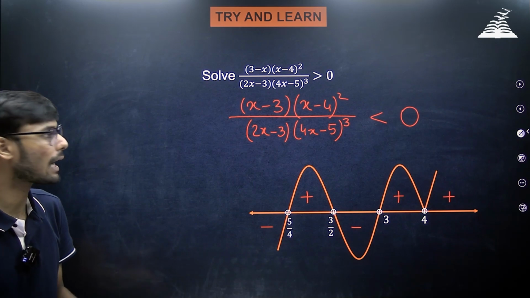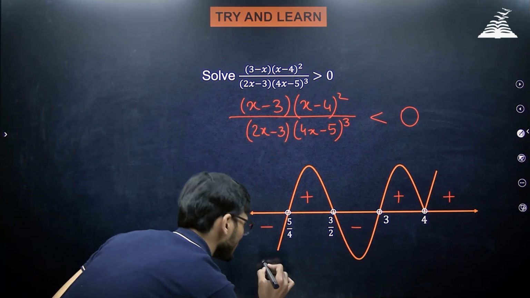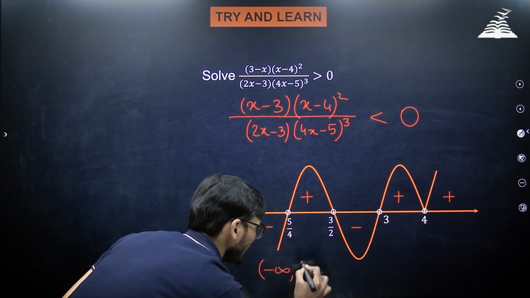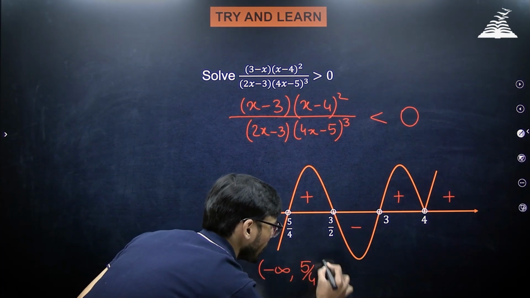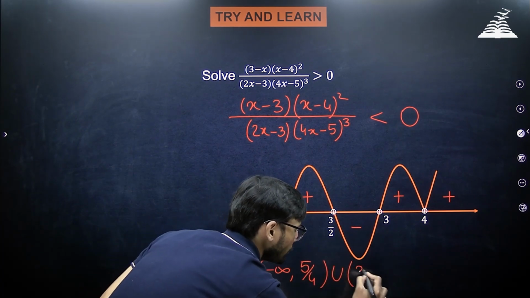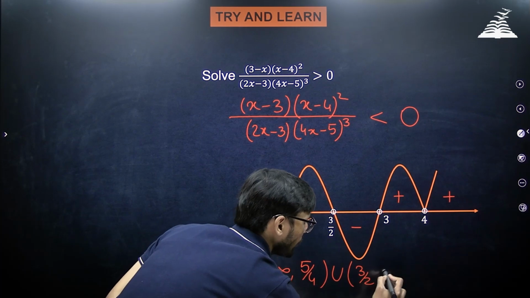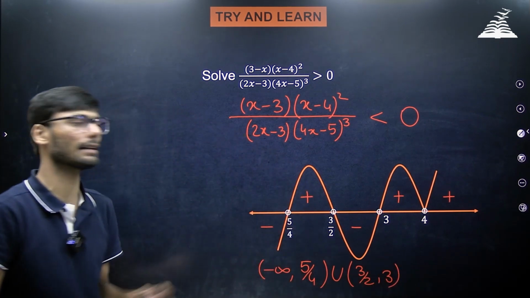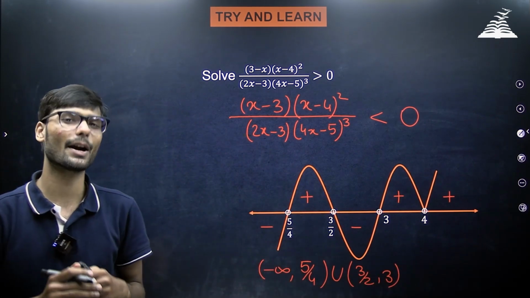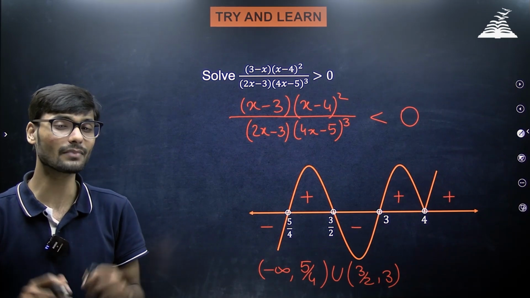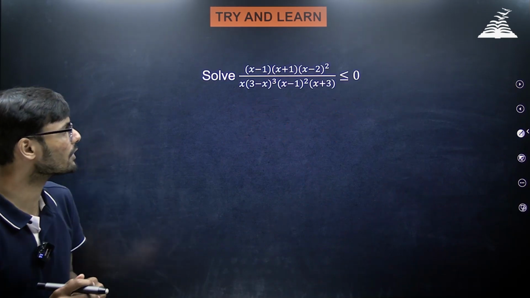So now let's write down the answer. We want this to be negative. It is negative in the region minus infinity to 5 by 4, union 3 by 2 to 3. It's negative only in these regions. That is our answer. I hope that's clear to everyone. Let's move on to another question.